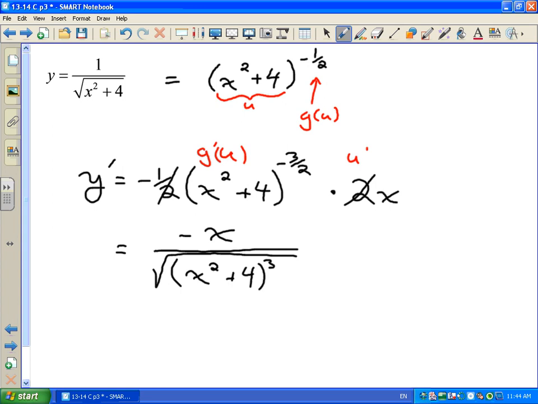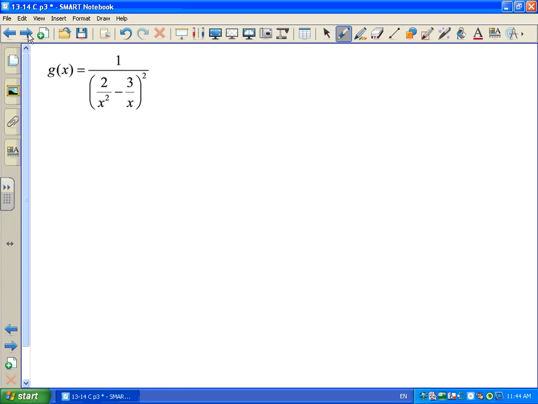All right. So a little bit shorter without writing out explicitly what all the functions are. So I would write it out explicitly to begin with, and then as you get good at it, you can shorten it up a little bit. Last example. G at x is 1 over 2 over x squared minus 3 over x all squared. Looks complicated. We're going to do it exactly the same way as we did the other ones.